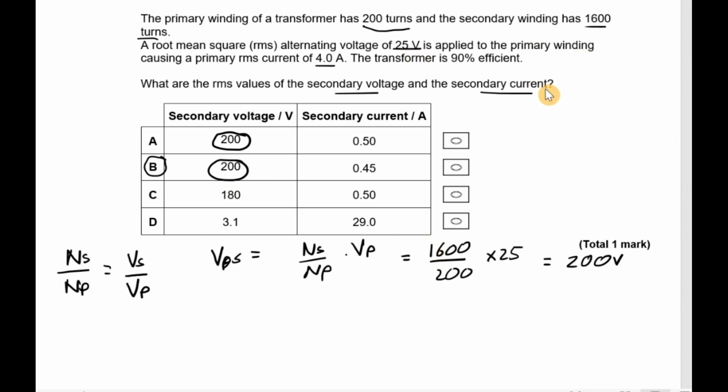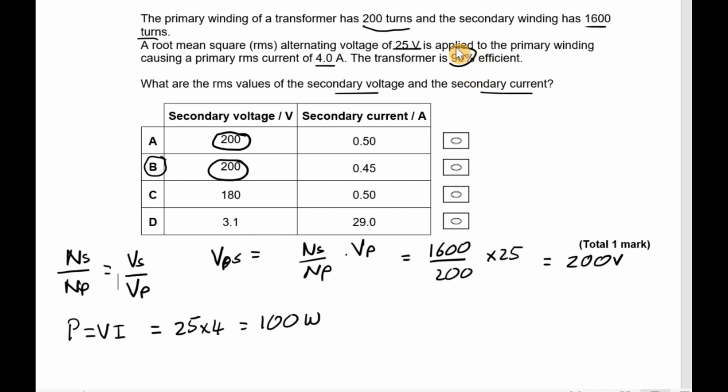Now we need to find the current. Well, to find the current, we're going to find the initial power. Power in equals power out less the power lost due to the inefficiency of the transformer. So I'm going to use the equation power equals potential difference times current. So on the primary side, the potential difference was 25 volts and the current was 4 amps. So the power was 100 watts.